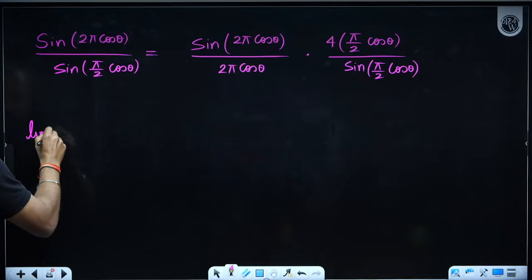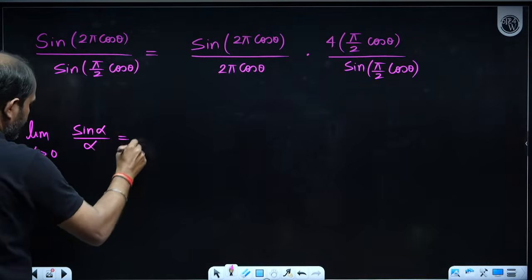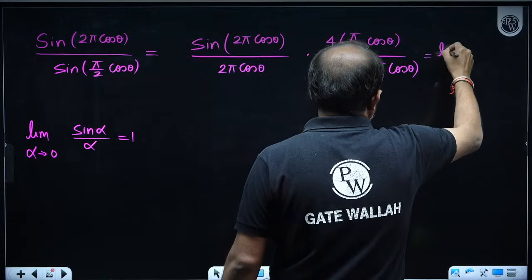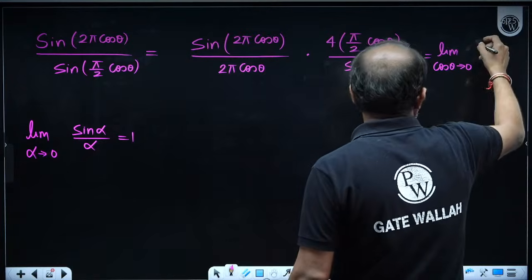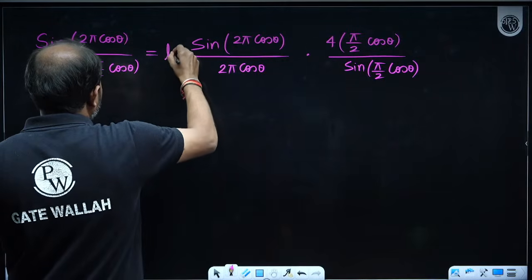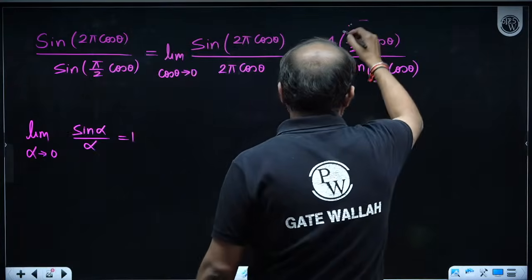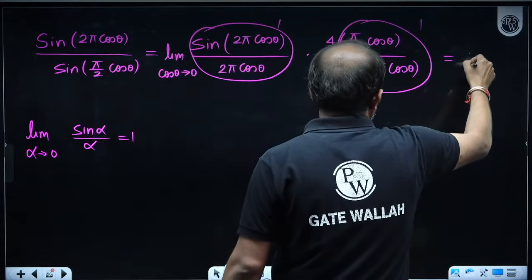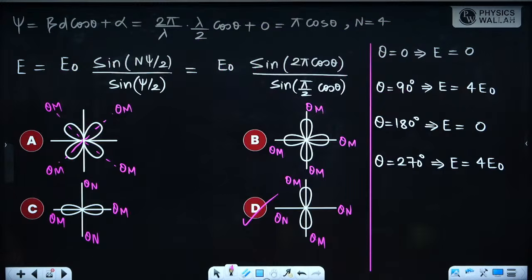Limit alpha tends to 0, sin alpha upon alpha is 1. Similarly, if you apply the limit here, cos theta tends to 0, so this one will become 1, this one will become 1, so it will be 4. So this is our answer, 4.